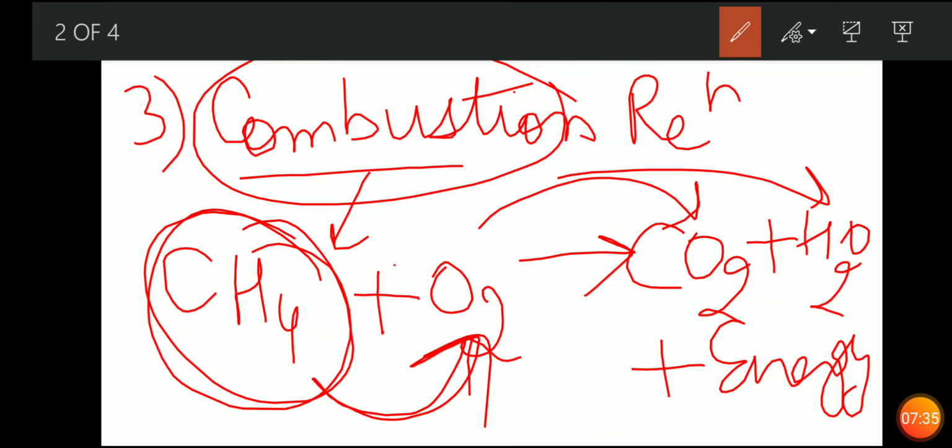But side by side, you can see that this CH4 is combining with oxygen, so it is also known as a combination reaction. Therefore, a combustion reaction can be called a combination reaction because the two reactants are combining together. But we cannot call every combination reaction a combustion reaction. We will see more examples, but before that we will see combustion reaction more.